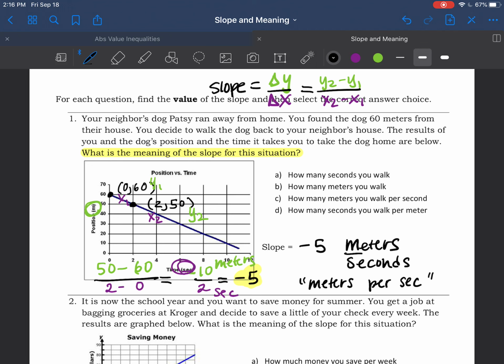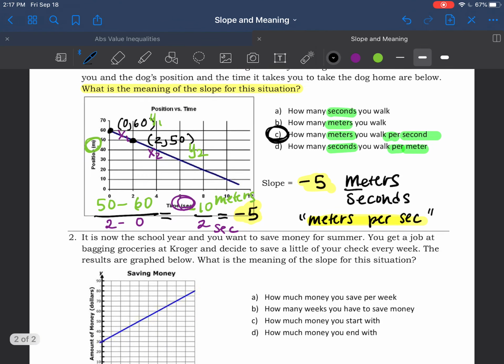And so if we're trying to determine the meaning of this number, we're looking for an answer choice that says meters per second. And so there's going to be lots of distractors. And so here, this says how many seconds you walk, how many meters you walk, how many meters per second, and then seconds per meter. We want meters per second, and so the correct answer is C.